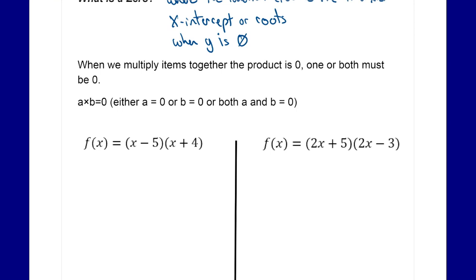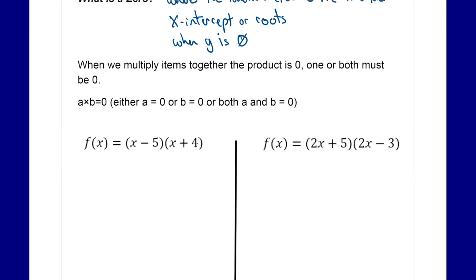Now we're going to do it a little bit more mathematically than what we just did, because some of them might not be as easy. The first one, f(x) is equal to (x minus 5) times (x plus 4). This one is relatively easy. I'm just going to show you how you can find it if you get stuck or forget. For y to equal 0, either this whole bracket has to equal 0 or this whole bracket, or both.